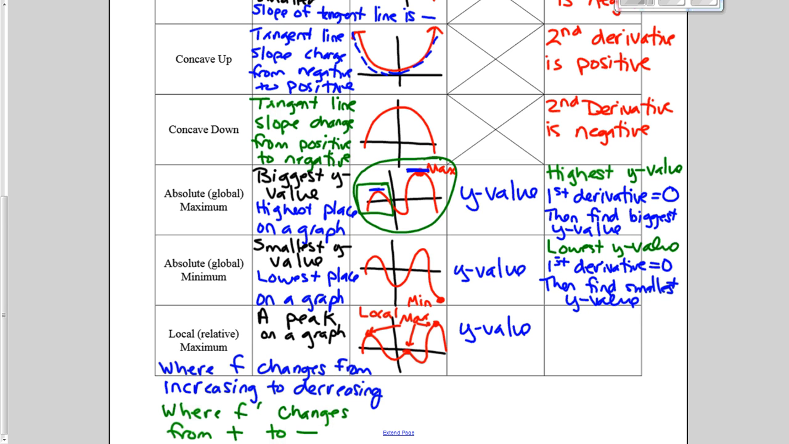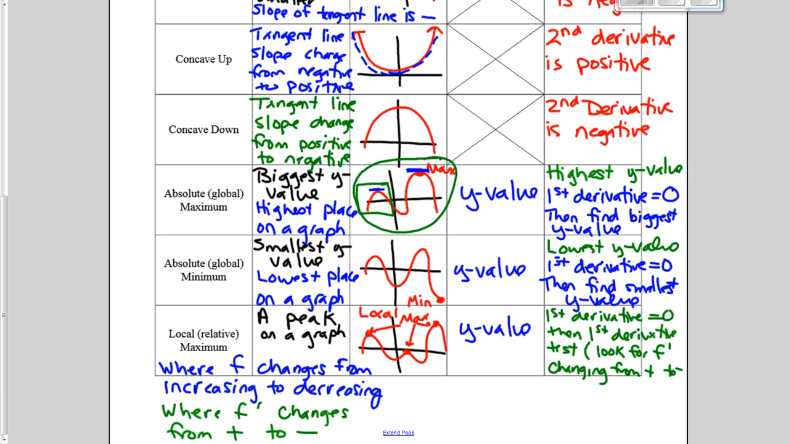And how we're going to find it is we're going to first take the first derivative and set that equal to 0, because that's going to be either a maximum or a minimum. And then we're going to use the first derivative test. When I say the first derivative test, we want to look for f prime changing from positive to negative.